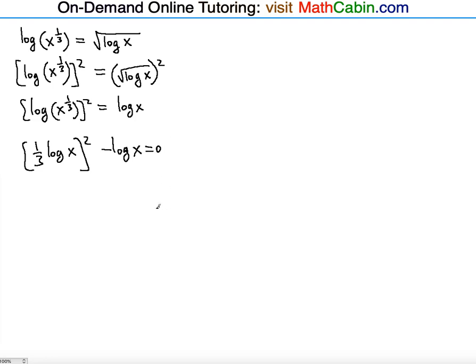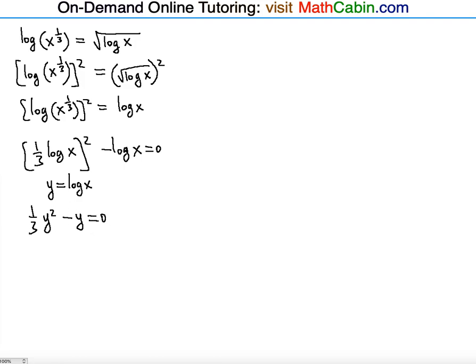So now what you will want to do is a substitution, y is equal to log of x. And you're going to see that that way it will be easy for you to factor. Okay, so you're going to have 1/3 y squared minus y is equal to 0.